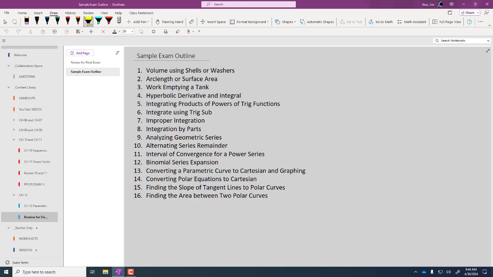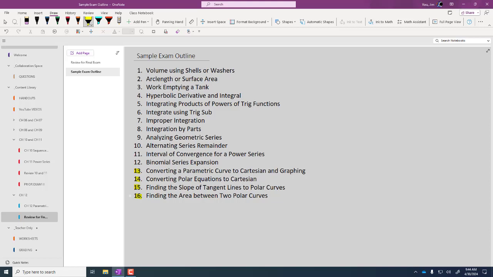And so here are the topics for the new stuff. We want to be able to convert a parametric curve to Cartesian. We want to be able to graph it, convert polar to Cartesian, find slope of tangent lines, and find area between curves. So those are the 4 topics for chapter 12.